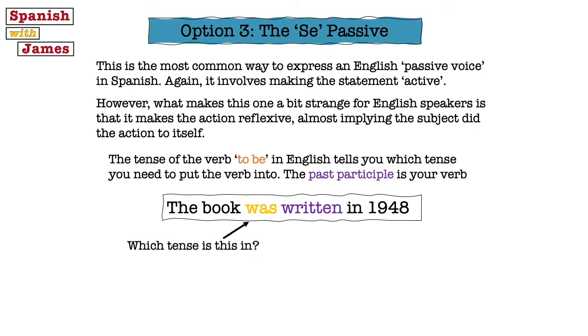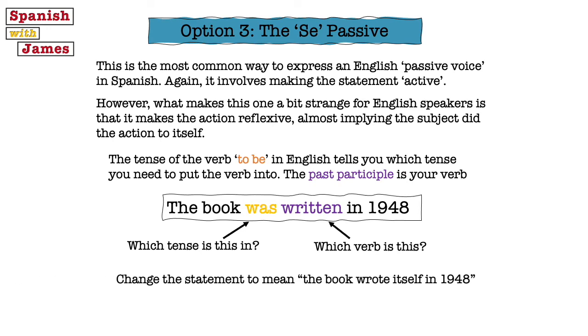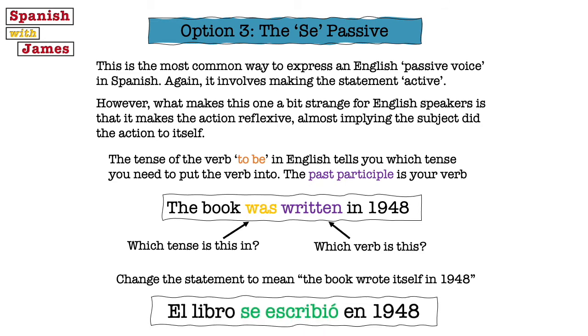We think, what tense is this in? Was, that's going to be the preterite tense. Which verb is this? It's the verb to write, which is escribir. So now if we change the statement to literally mean the book wrote itself in 1948, it becomes el libro se escribió en 1948. So if you saw this in Spanish before watching this video, you might understand it, but you might think, what does that mean? The book wrote itself in 1948. Whereas now you're going to realize that means the book was written in 1948. It's just a completely different way to express the exact same idea.